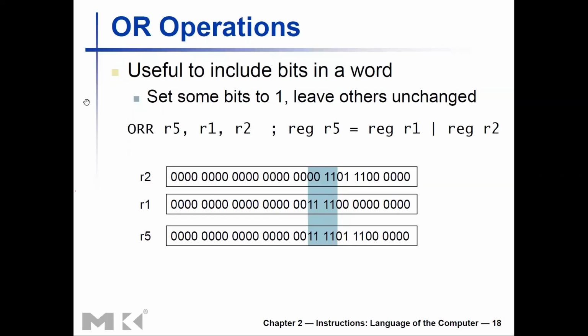The OR operation, you can use it to include certain bits in a word. That is like setting certain bits to 1 deliberately while keeping others unchanged. The rest of the bits, you don't do anything to them. You have to leave them unchanged. So for that you can use the bitwise OR operation. So that is 0, 0, 0, 0, this string. With this one, you need to make these 4 bits equal to 1 deliberately, while keeping others unchanged.